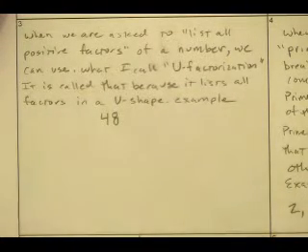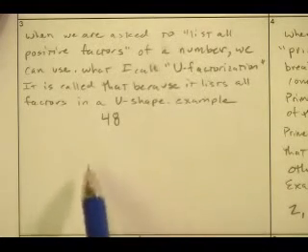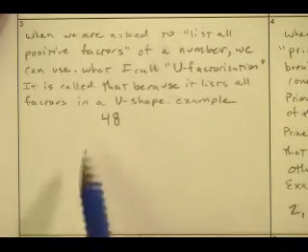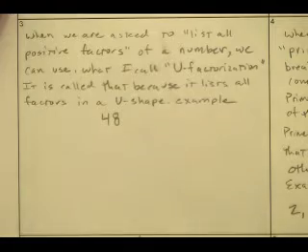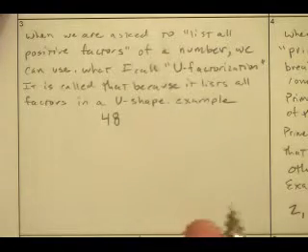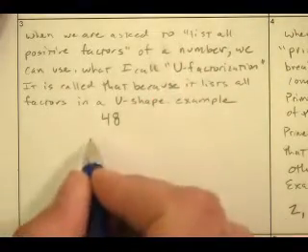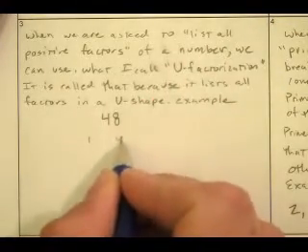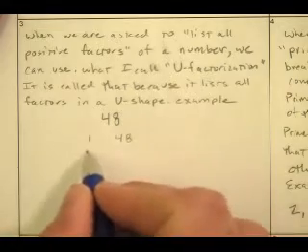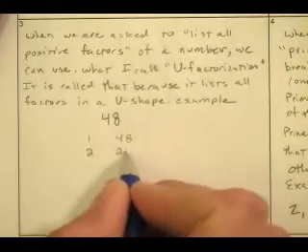We can use what I call U factorization. It's a U shape. You'll see what I mean in a second. I call it U factorization because it lists the factors in a U shape. I start with the lowest factor of 48, which is 1, and 48. Then I say, does 2 go in? Oh, yes, it does. 2 goes into 48 24 times.